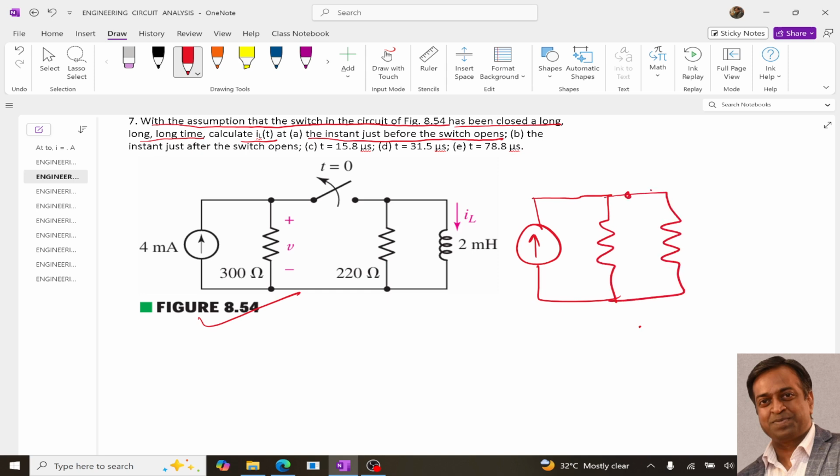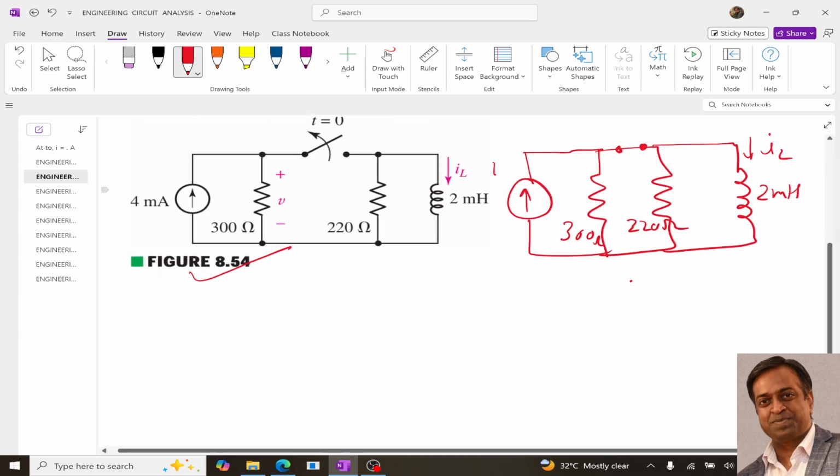So if I redraw this particular circuit, over here this is the switch in closed state, it is 300 ohms, it is 220 ohms, and this is 2 millihenry. This is IL. And this is 4 milliamperes.